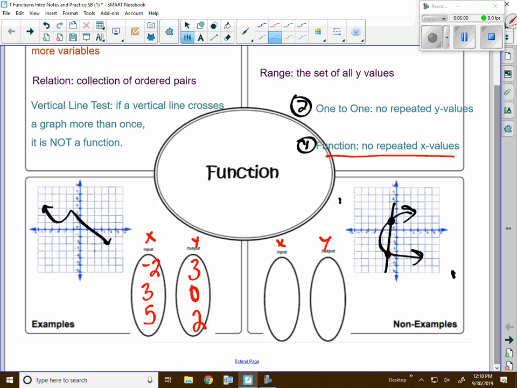Okay, now you don't need to write this down. I just need you to look up here. Say I did this. Is this still a function? Yes, because there's no repeated X's. With me? Is this 1 to 1?